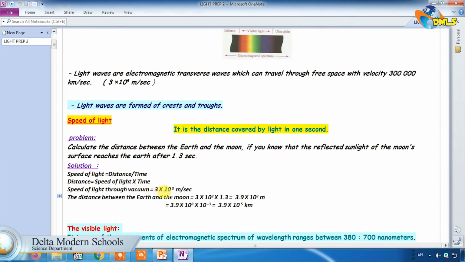Then the distance between the Earth and the Moon equals 3 times 10 power 8 times 1.3, equal using your calculator by many steps. Don't write the answer directly, because I told you before each step has a mark. Okay, then we write the steps. And finally, don't forget the unit. He needs the distance, so we measure the distance in kilometers here.